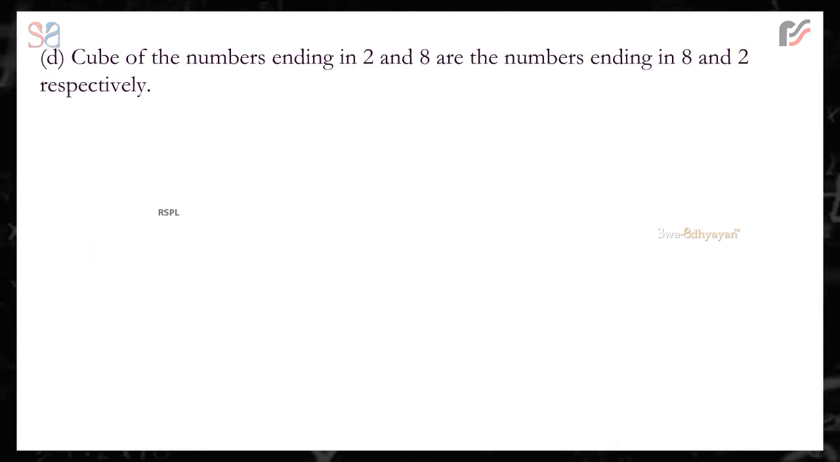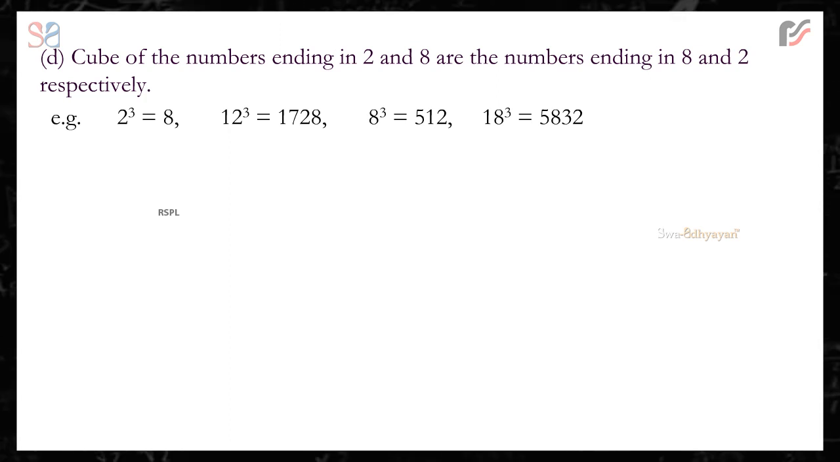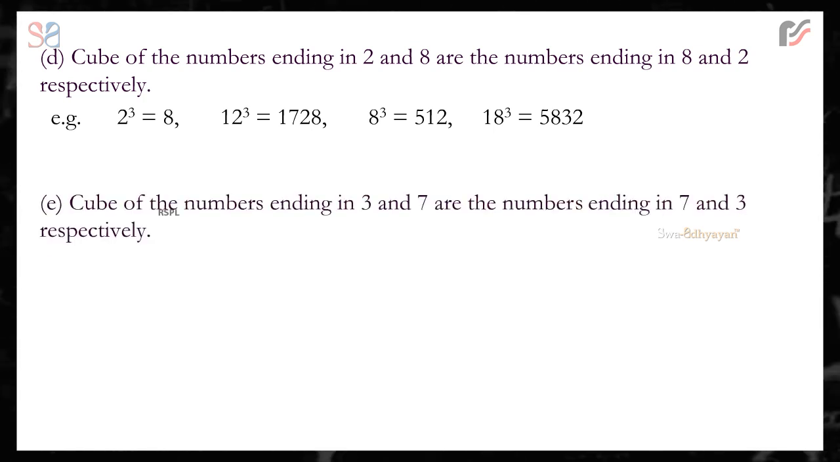D. Cube of the numbers ending in 2 and 8 are the numbers ending in 8 and 2 respectively. For example, 2 raised to the power 3 is equal to 8. 12 raised to the power 3 is equal to 1728. 8 raised to the power 3 is equal to 512. 18 raised to the power 3 is equal to 5832.